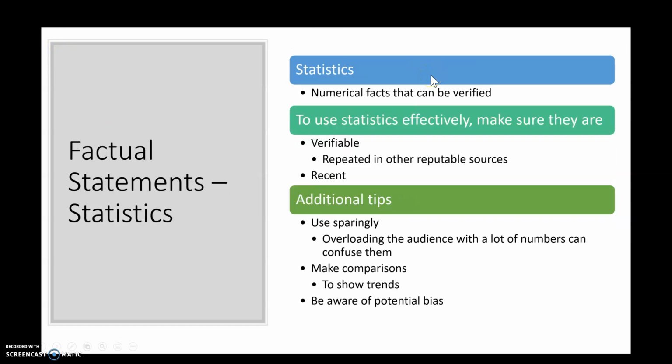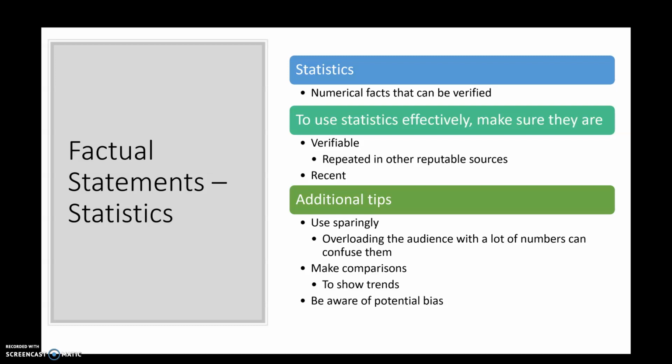Statistics are numerical facts that can be verified. To use statistics effectively, you want to make sure that they are verifiable, which means repeated in other reputable sources, and recent. A statistic on smoking from the 1950s is probably not going to be the most useful information if you're talking about trends of smoking in teenagers today, right? So you want it to be as recent as possible.